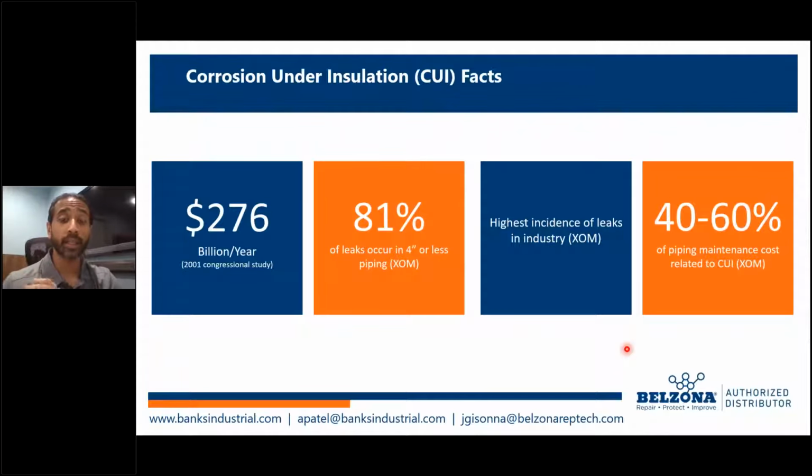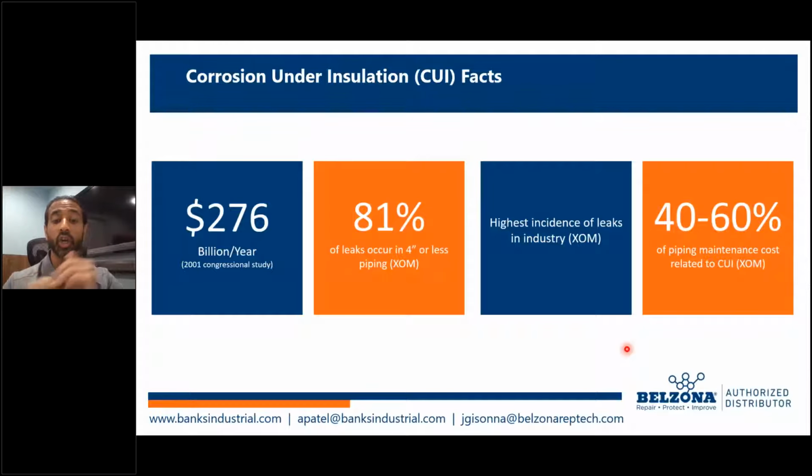So a couple of facts. CUI is a big deal. Congress did a study back in 2001, and they found that the cost of CUI on an annual basis is about $276 billion per year. That's a very, very large number, and it's a huge opportunity for your plants to take a look and say, hey, where can we make some corrections?